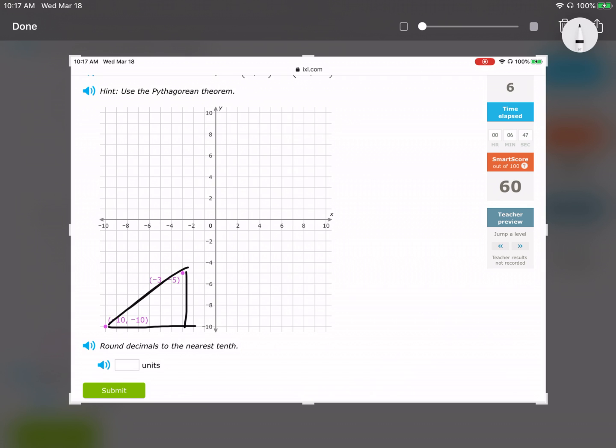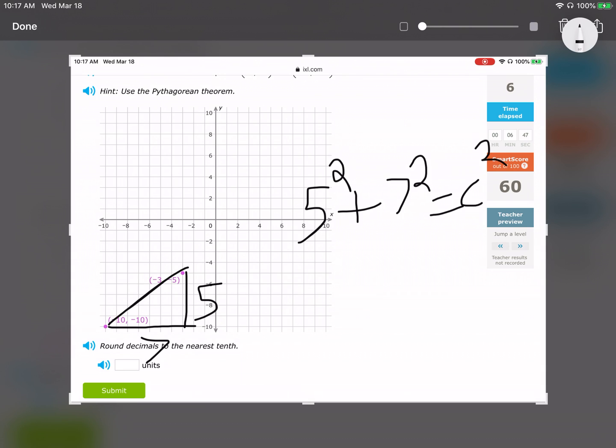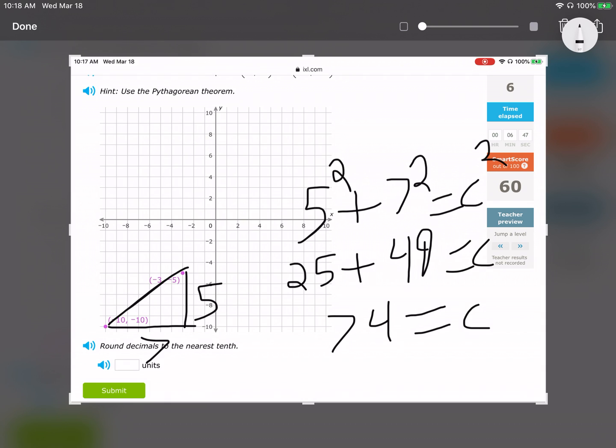So this one's going to end up being the idea that I get this distance right here and this distance right here. So this one I'm going to end up having a distance of 7. And here I'm going to have a distance of 5. So I'm going to get 5 squared plus 7 squared is equal to c squared. So I get 25 plus 49 equal to c squared. So that's going to give me 74 is equal to c squared.